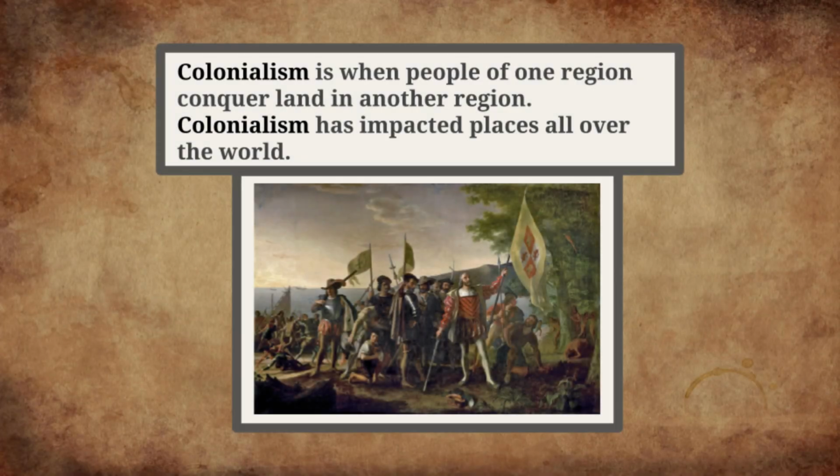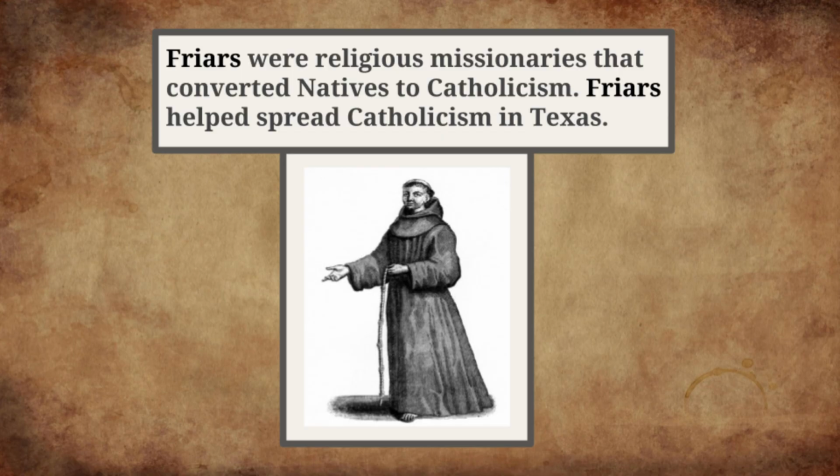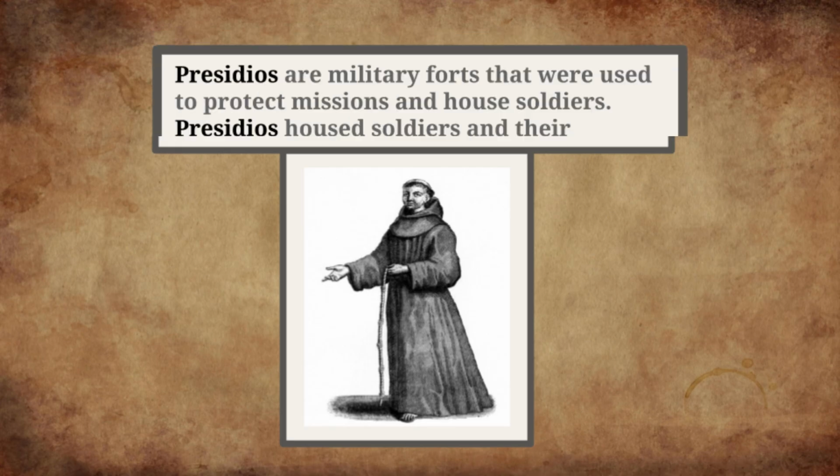Colonialism is when people of one region conquer land in another region. Colonialism has impacted places all over the world. Missions are religious settlements that were built by Spain and Texas to convert Native Americans to Catholicism. There are many missions in the state of Texas. Friars were religious missionaries that converted natives to Catholicism. Friars helped spread Catholicism in Texas.